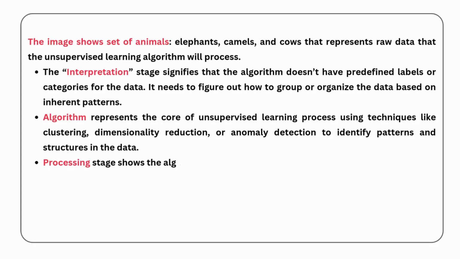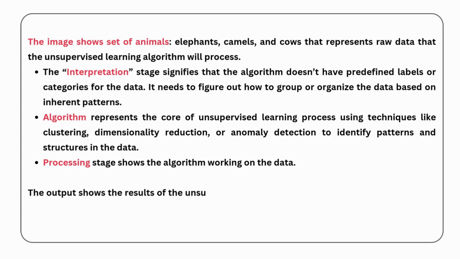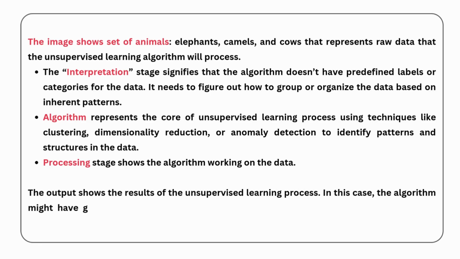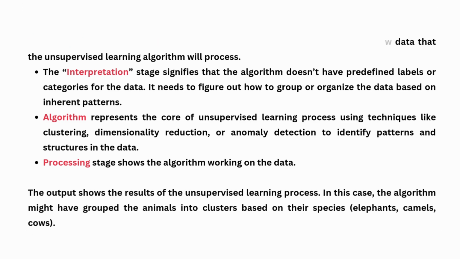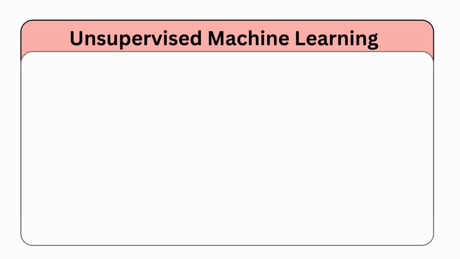The processing stage shows the algorithm working on the data. The output shows the result of the unsupervised learning process. In this case, the algorithm might have grouped the animals into clusters based on their species: elephants, camels, cows. Now, let's understand unsupervised machine learning in detail.